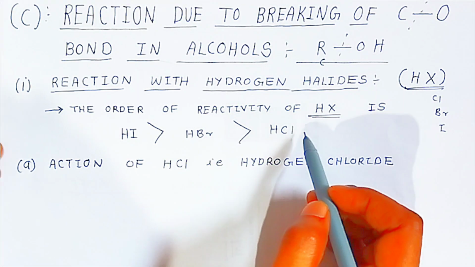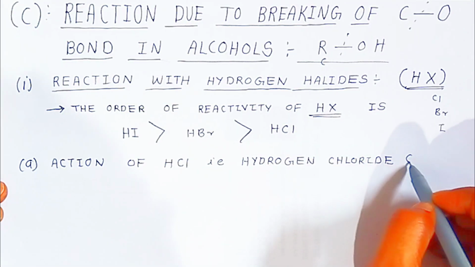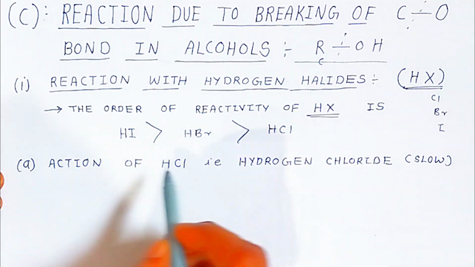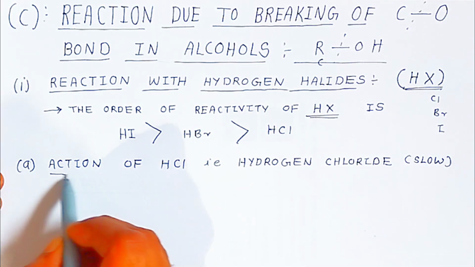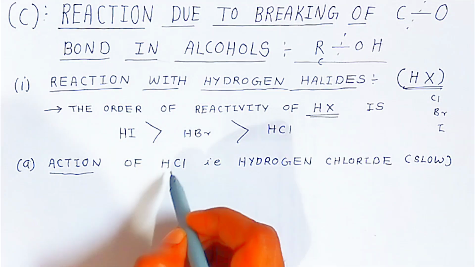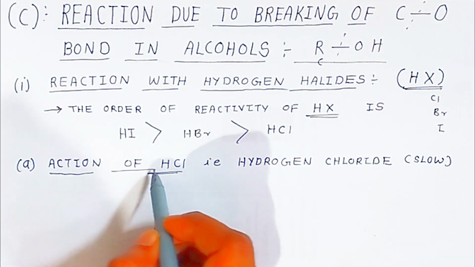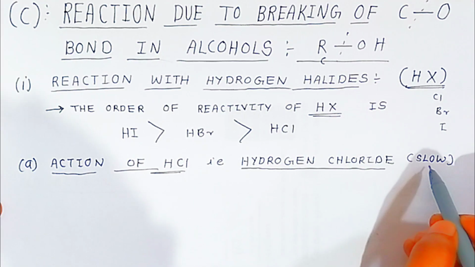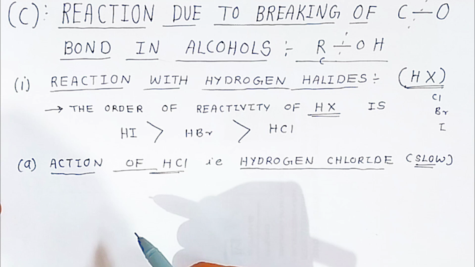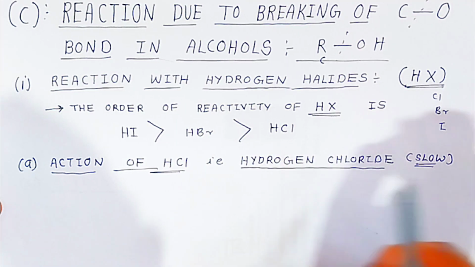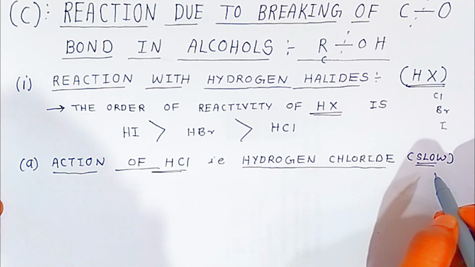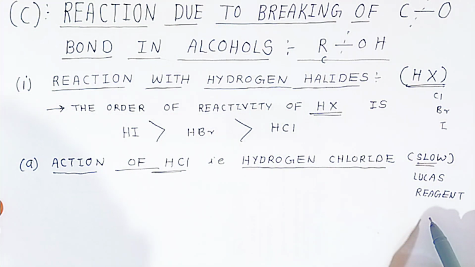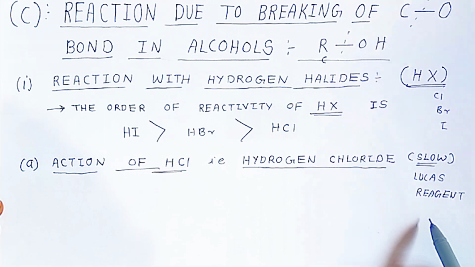Now we will see the reactivity of hydrogen chloride, which is very slow. What happens when you add HCl to alcohol? We call that the action of HCl on alcohols. In the board examination they may ask the action of HCl on alcohols. Since it is very slow, we are going to use Lucas reagent. If you do not add Lucas reagent, there will be no reaction. So what is Lucas reagent? It is a mixture of zinc chloride and HCl.